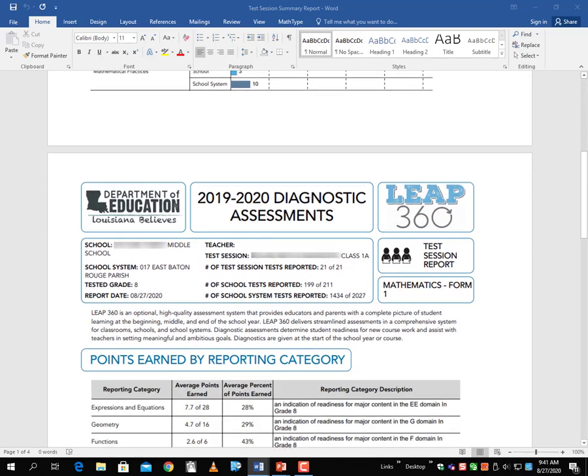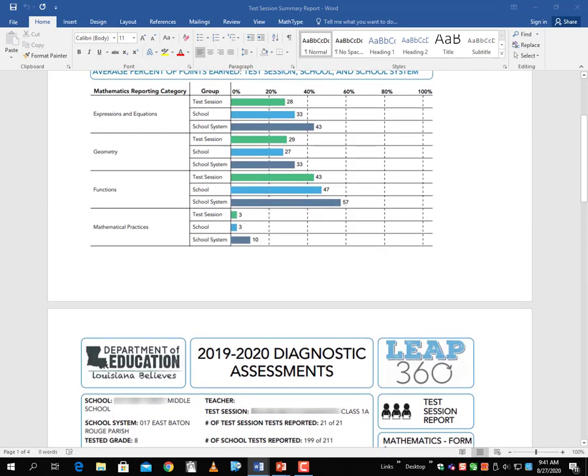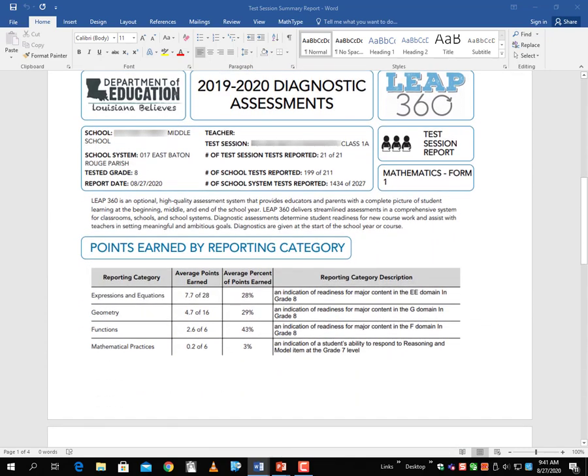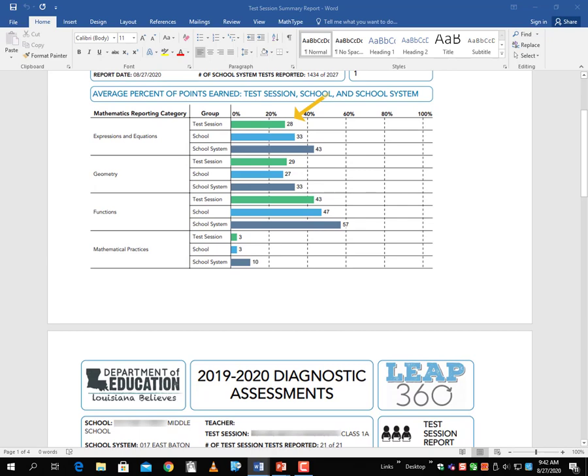Then if we scroll down, let's take a look at the other part, I'm sorry. Remember you have the bar graphs here, and then here you have the table form. As a whole, for this particular test session, the students scored 7.7 out of 28, 4.7 out of 16 for geometry, 2.6 out of 6 for functions, and 0.2 out of 6 for mathematical practices. And then those are percentages. See this 28%? That corresponds to this 28%.